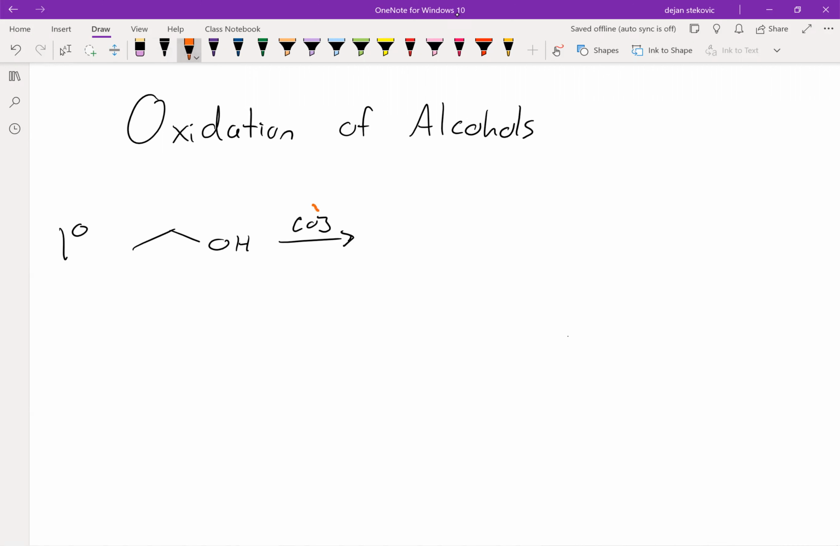And this bracket and this O in the bracket stands for oxidation. So we can first oxidize it into an aldehyde, and then we could further oxidize it into a carboxylic acid. How far you're going to go depends on which reagent you have. The reason that we can oxidize this all the way to a carboxylic acid is because we have two hydrogens here that we can get rid of and basically oxidize.